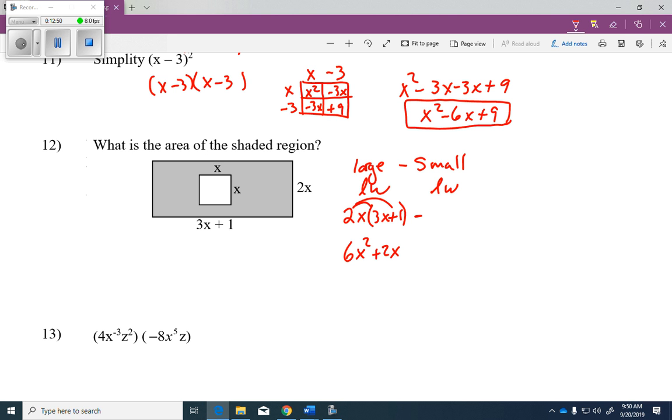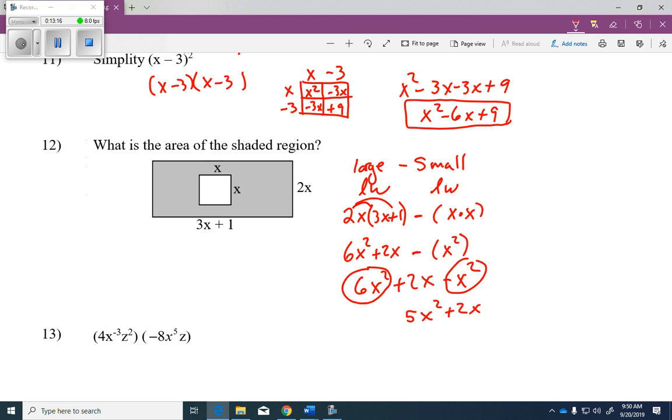I have to subtract away the area of the small figure. So I have to subtract away x times x. I'm subtracting away x squared. In this case, these parentheses really aren't necessary because that's just a monomial. So I'm doing 6x squared plus 2x minus x squared. Combine the like terms, and I get 5x squared plus 2x is the area of the shaded region.